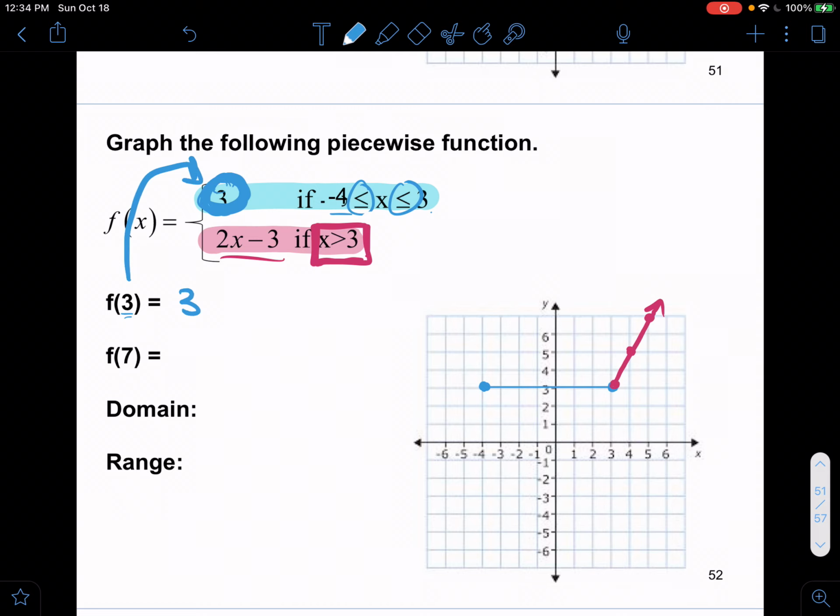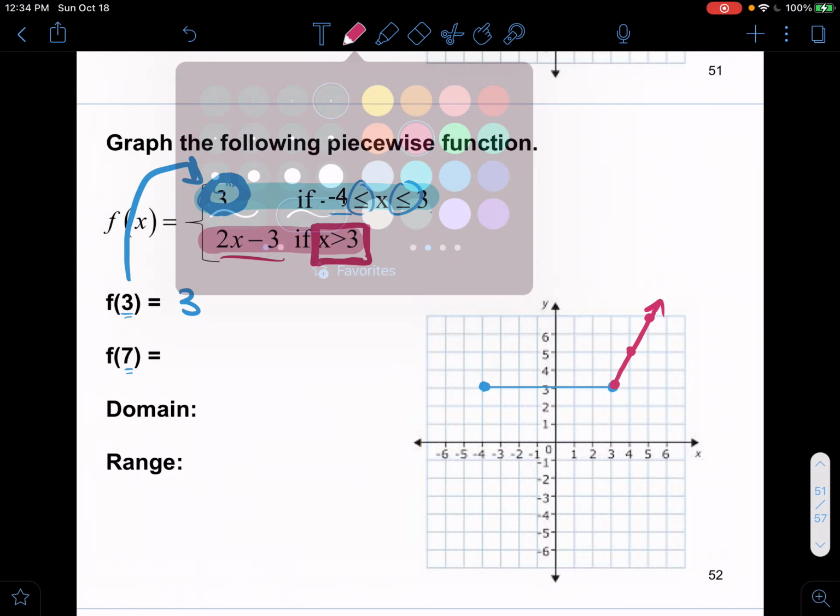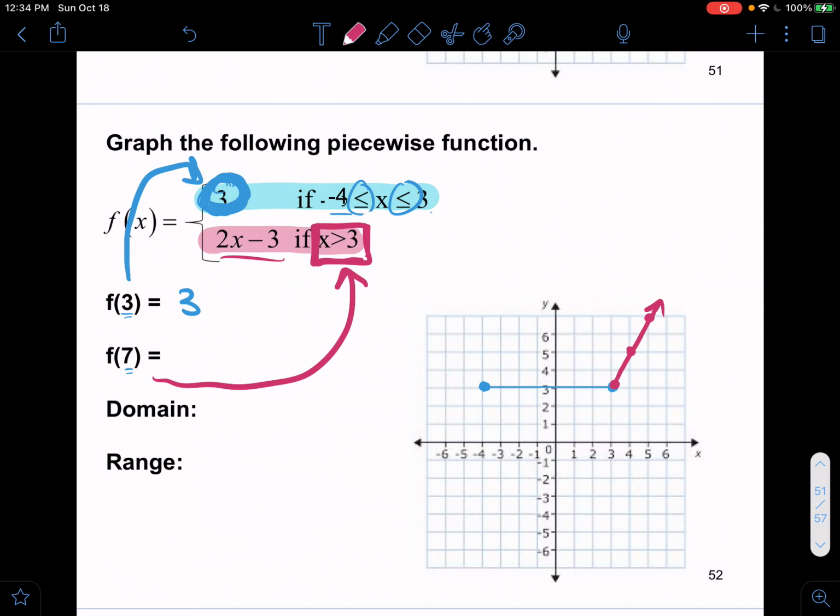Looking at the second part of that, f of 7. Since 7 is bigger than 3, I want to plug it into my red function. So 2 times 7 minus 3, this would give us 14 take away 3, which would be 11. So f of 7 would be 11. Now for our domain from this, it looks like we are going to have domain values from -4 all the way to +infinity. And that our range values are going to be from 3 all the way to infinity.